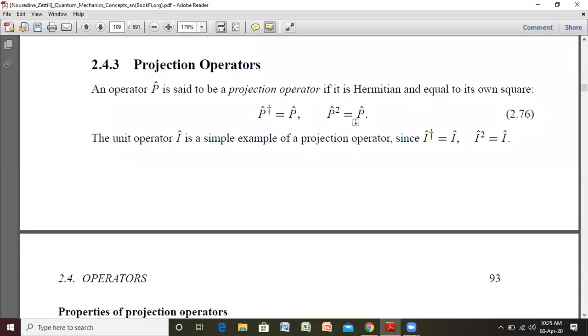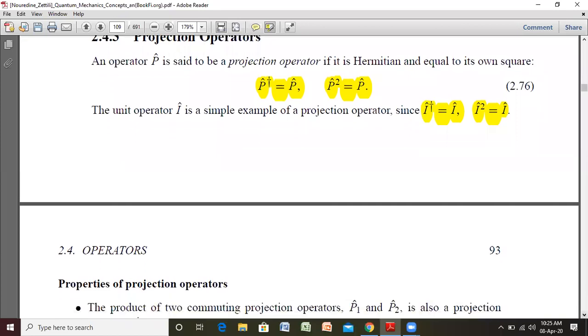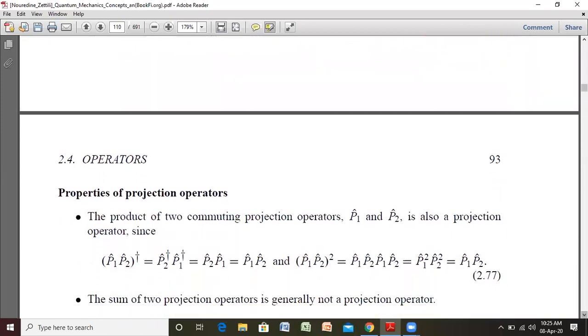And it must satisfy these two conditions which I have highlighted in the text: it must be Hermitian, and the square of the operator is equal to the operator itself. For example, you have the identity operator. The square of the identity operator is equal to identity, because its eigenvalue is 1, and 1 square is equal to 1, and the Hermitian adjoint of this operator is equal to the operator itself. So this satisfies both conditions for the projection operator. So the identity operator is a projection operator. There are many other operators which are projection operators, and they have their own consequences in quantum mechanics.